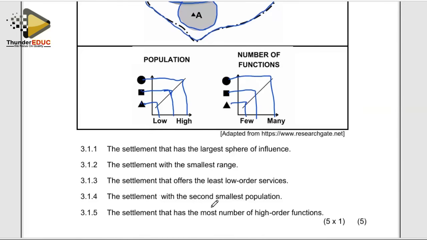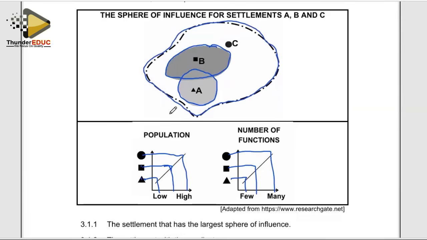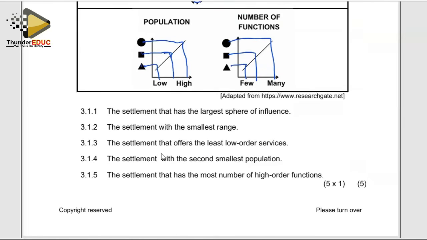Let's answer the questions. The settlement that has the largest sphere of influence. Automatically, we have seen on the diagram who has got the largest sphere of influence. That is settlement C. If you can see how big the influence of C is, it's even covering both A and B. So it's C.